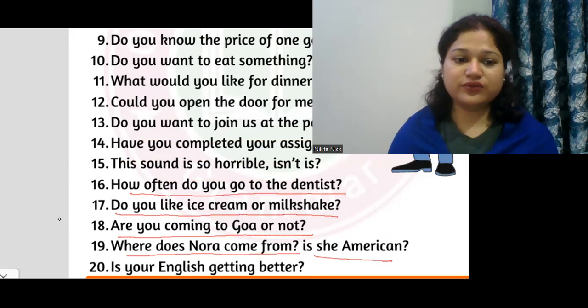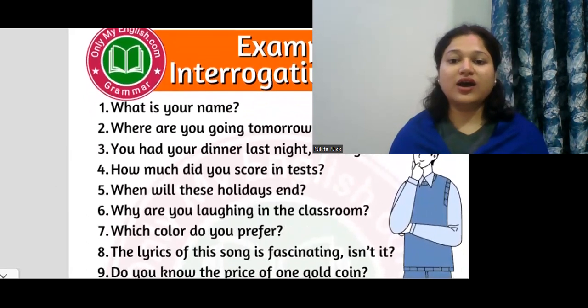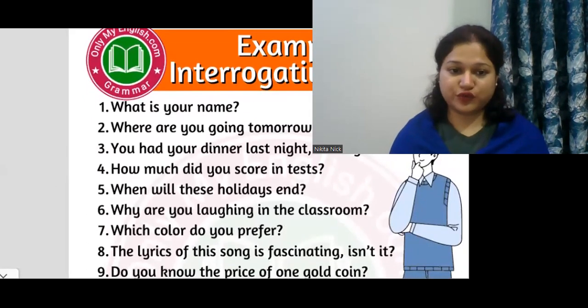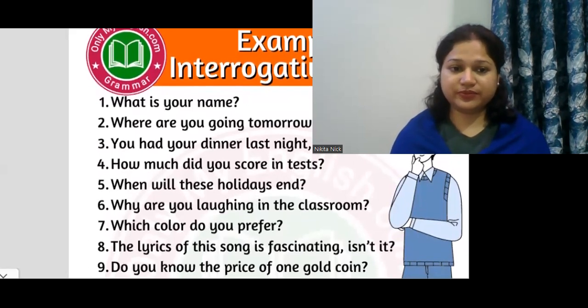So these are a few sentences related to interrogative sentences. Again, I'm going to repeat these 20 sentences for you so that you can learn better and you can repeat them on your own. Repeat after me. What is your name?